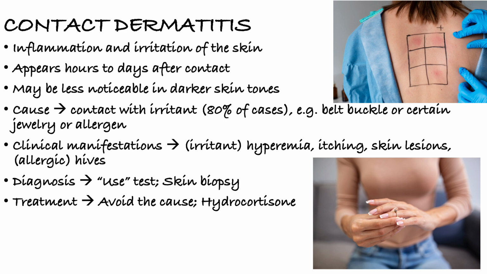So the clinical manifestation is that if it's an irritant, hyperemia, meaning that it's going to be very red, it's going to be itchy, there's going to be a lot of pruritus, skin lesions, and if the cause is due to an allergy, you're going to have hives. And diagnosis, use test. What does that mean? Use it and see, is this what's causing me to be allergic? Is this what's causing the rash? You would not know what's causing the rash unless you use it.